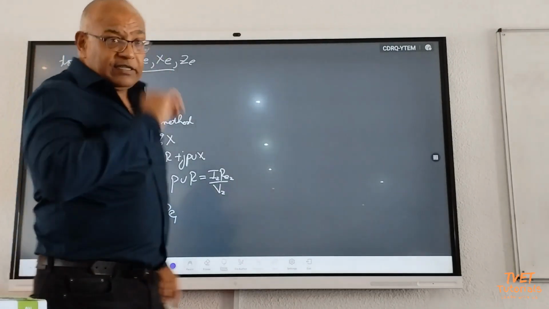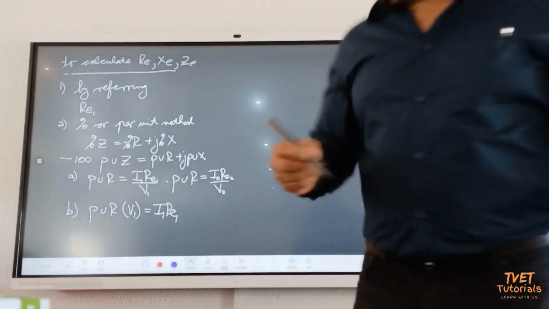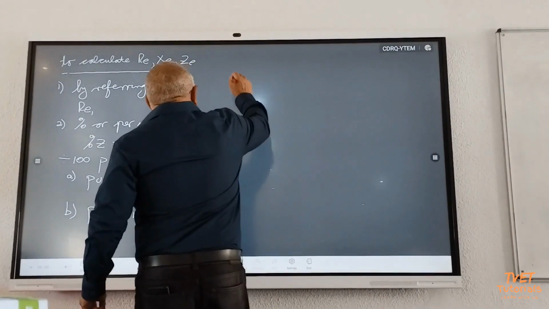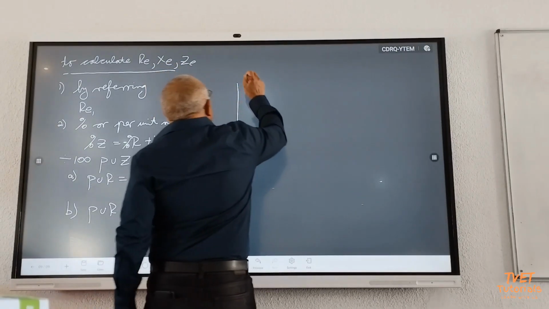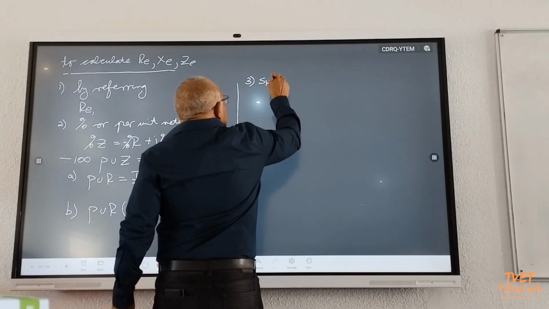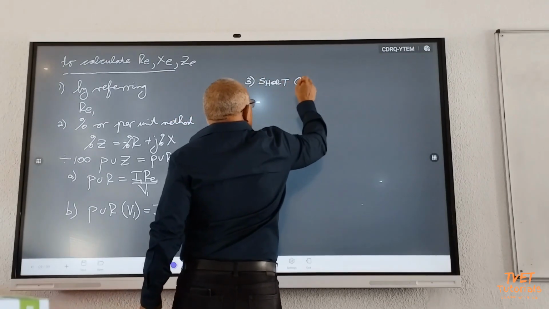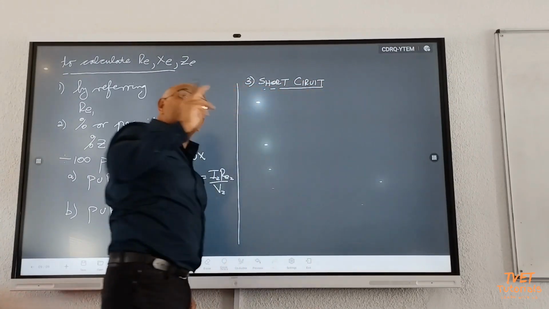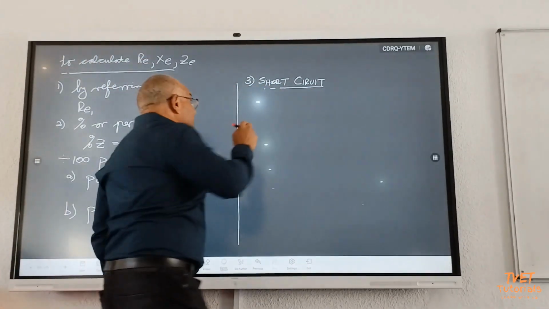Then there's the third method. What is the third method? Now, you said it at the beginning. What's the third method now? Using the short circuit results. And when we use the short circuit, I want you to draw a little circuit diagram, and I'm going to explain to you why.